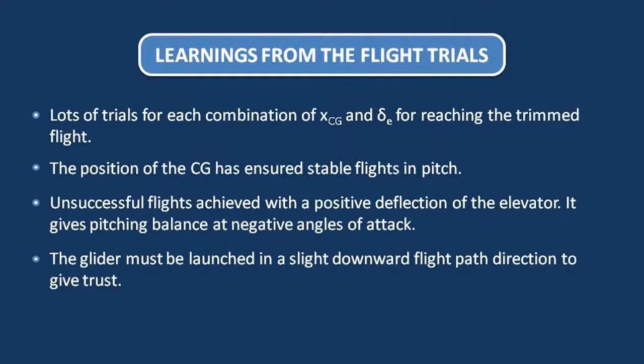From this experiment, we learned that changes in the CG and the elevator angle affect the flight path and the velocity of a glider. To see this, we needed to make many trials to achieve a trimmed flight. We also verified that stable flight in pitch is achieved by putting the CG ahead of the center of lift. Additionally, we observed that positive deflections of the elevator give an unsuccessful flight, as the pitching moment balance is at a negative angle of attack.